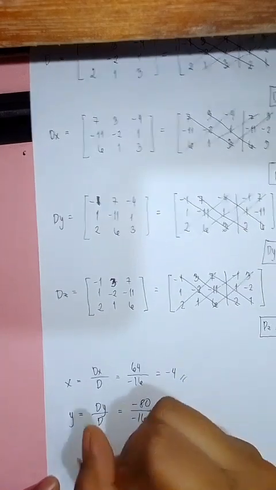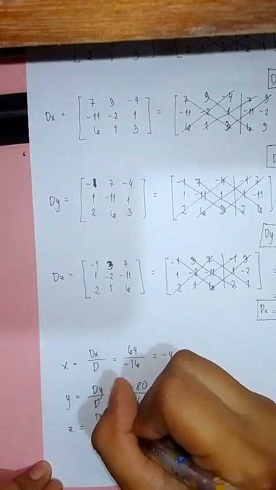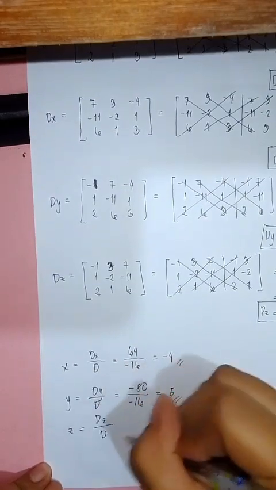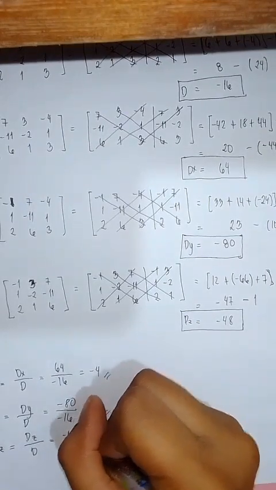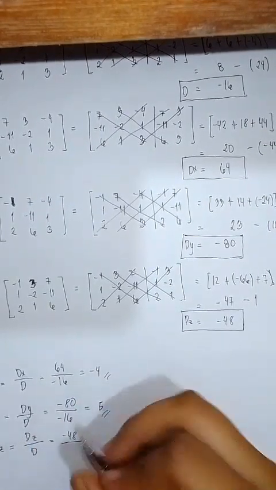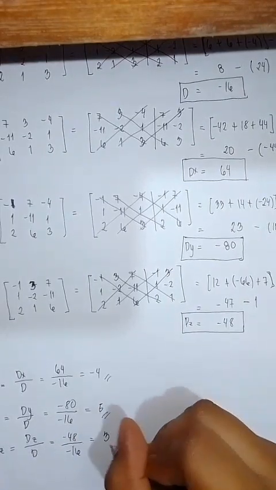And let's proceed and find the value of z. So our z is equal to D sub z over D. Our D sub z is negative 48 over the D, which is negative 16. So our z is 3.